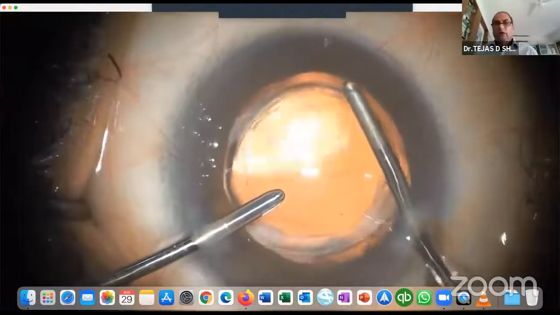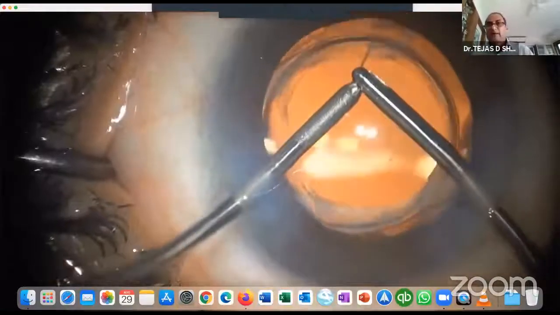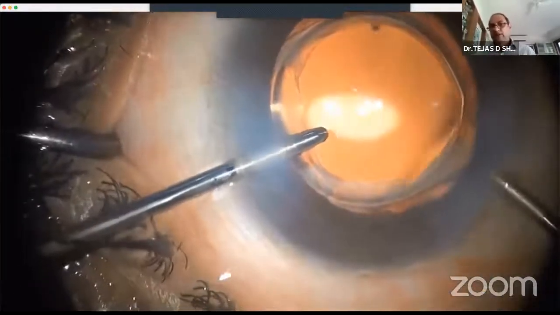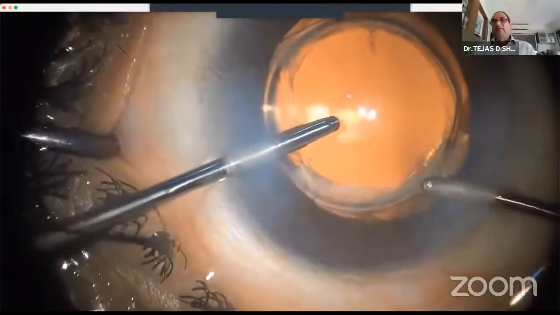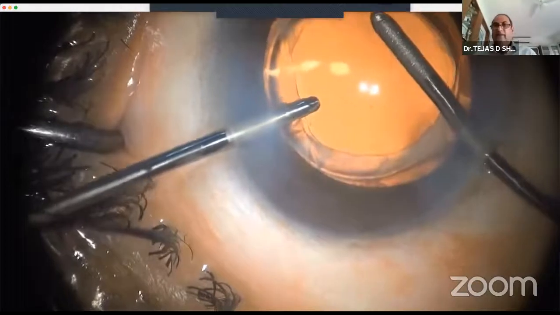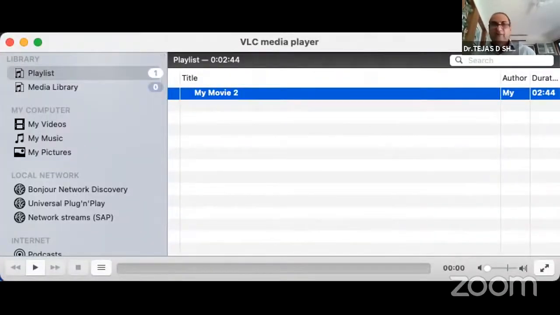We do not do it for all patients, but of course for special patients like high myopes having a history of RD in the other eye, or certain patients in whom we already know that they had a CME in the other eye post their YAG capsulotomy. Bimanual irrigation aspiration, and probably you all can appreciate how clean the posterior capsule was. Thank you for your attention.